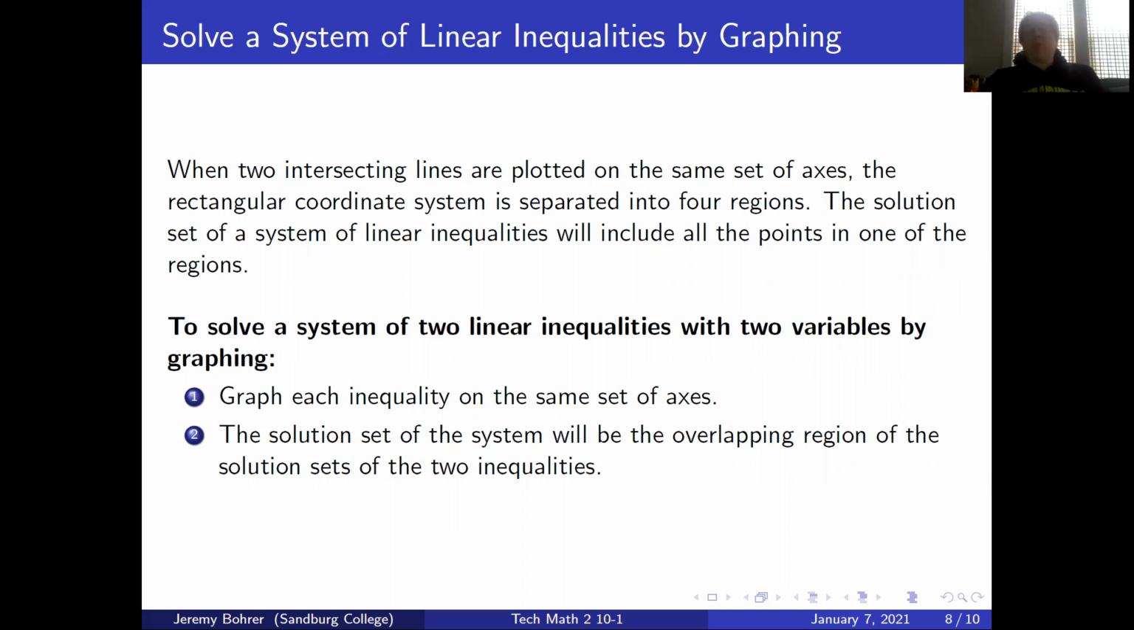When two intersecting lines are plotted on the same set of axes, the rectangular coordinate system is separated into four regions. The solution set of a system of linear inequalities will include all of the points in one of the regions. So to solve a system of two linear inequalities with two variables by graphing, first we graph each inequality on the same set of axes, and then the solution set of the system will be the overlapping region of the solution sets of the two inequalities.